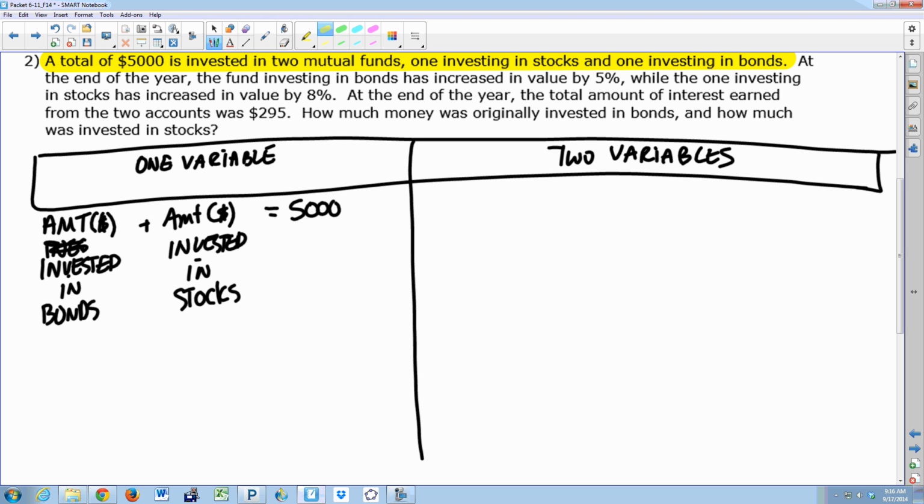So if we're using one variable, I'm going to assign x to be the amount that I invested in bonds. I could call it a B if I wanted. I could call it a smiley face. It doesn't matter. I'm not going to shortcut this. I'm going to write it out. X is the amount of money invested in bonds.